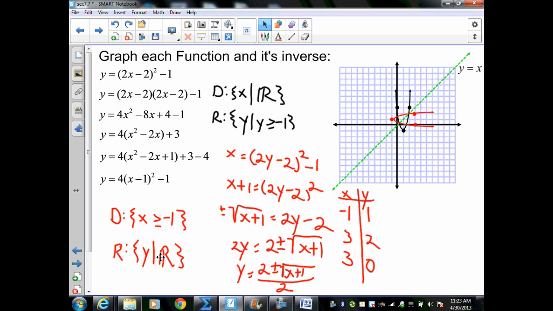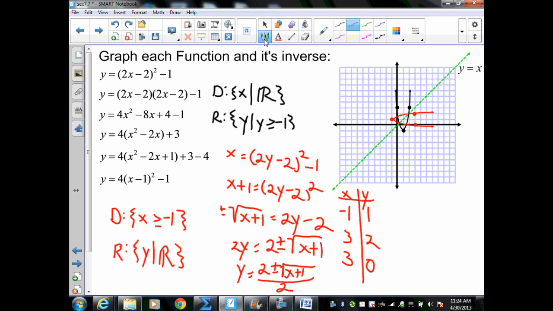I found values to have my radicand be a perfect square. I used negative 1. Negative 1 plus 1 is 0. The square root of 0 is 0. 2 plus or minus 0 is still 2. 2 over 2 is 1. 3 plus 1 is 4. The square root of 4 is 2. 2 plus 2 is 4 over 2 is 2. Or 2 minus 2 is 0. Divided by 2 is 0. I plotted those ordered pairs and determined that that is my graph.